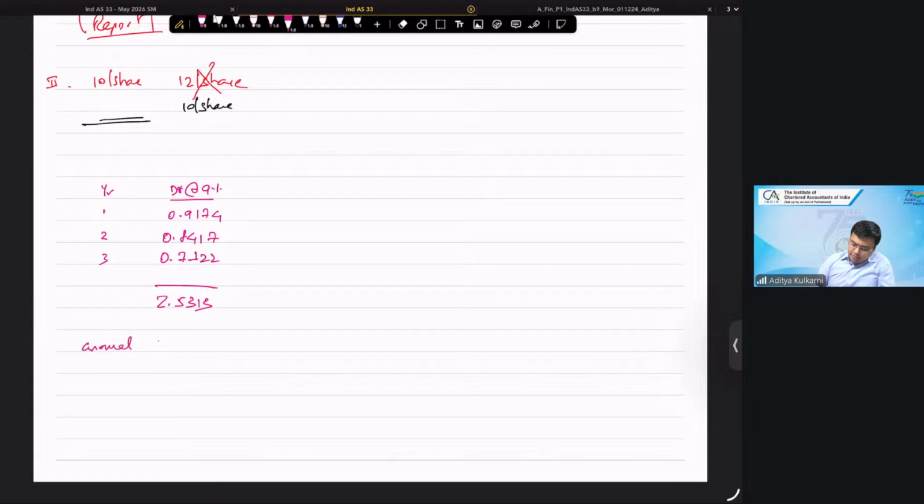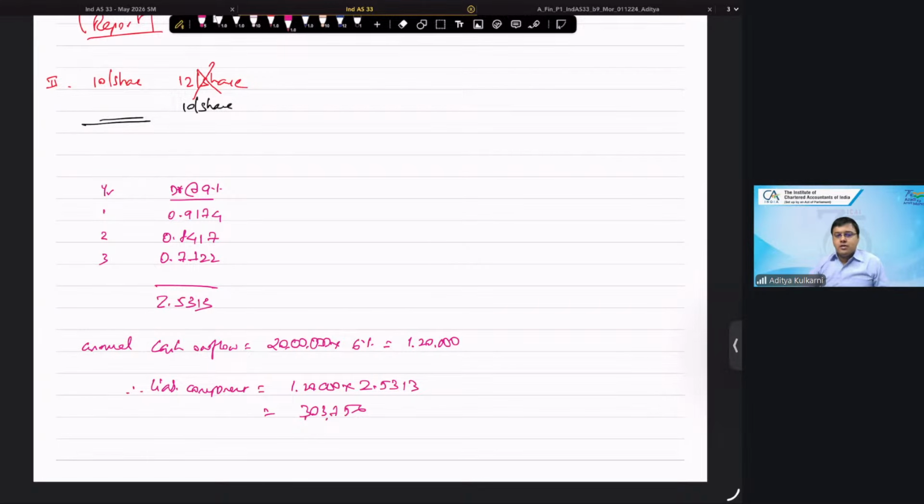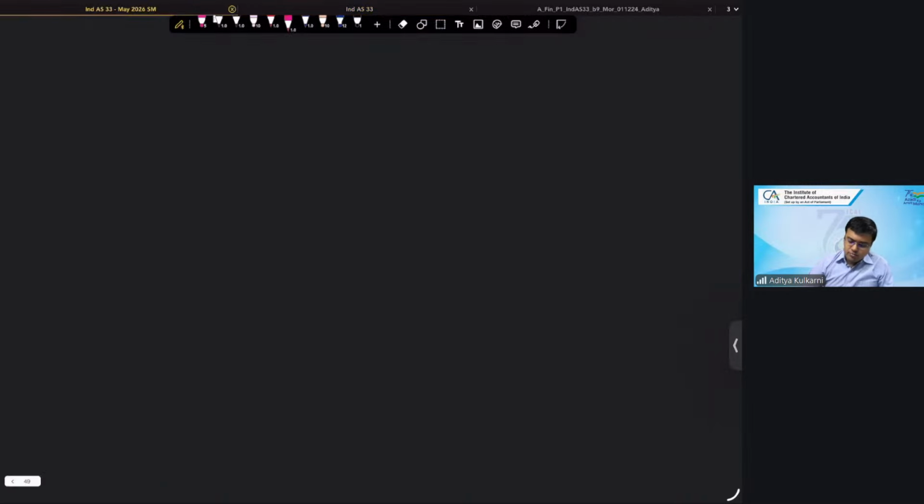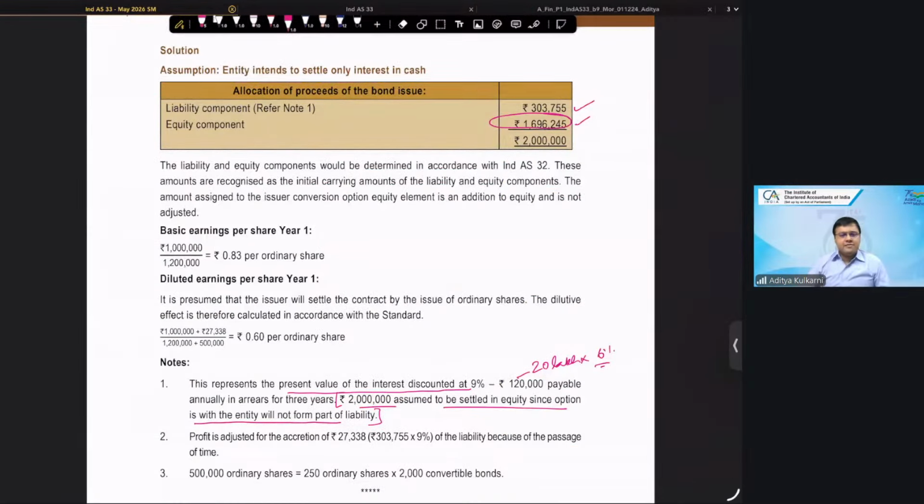That is the annuity factor. Annual cash outflow: 20 lakh into 6%, 1,20,000. Therefore, it is equal to 303,756. Are we okay with this? Yes, sir. So 303,755, 1 rupee, and this is the balancing figure.